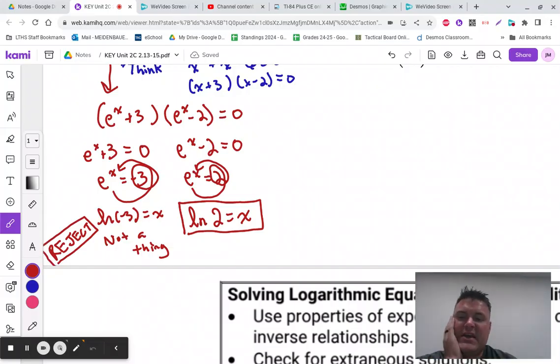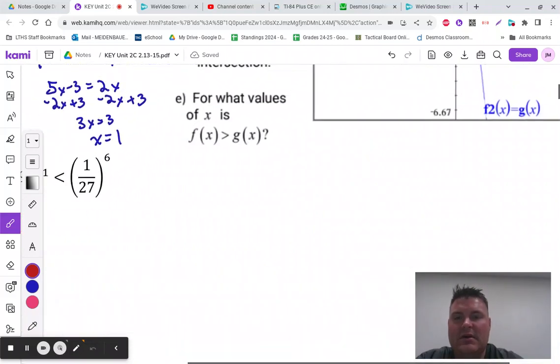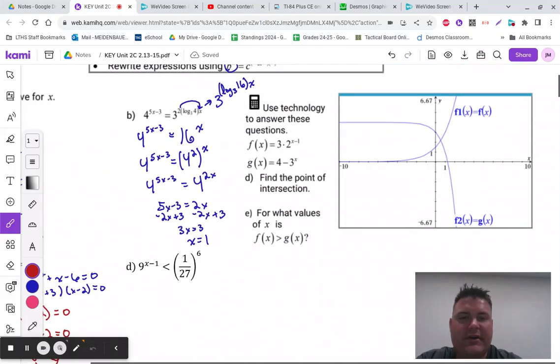So we're going to reject that because we can't have an exponential equal a negative number once we're in the parent function portion of it, which makes sense because exponentials have a horizontal asymptote at y equals 0. So we can't ever go below 0. So if you ever get exponential equals a negative number, that ain't a thing. Can't do it. All right, let's move on over here to our calculator section.